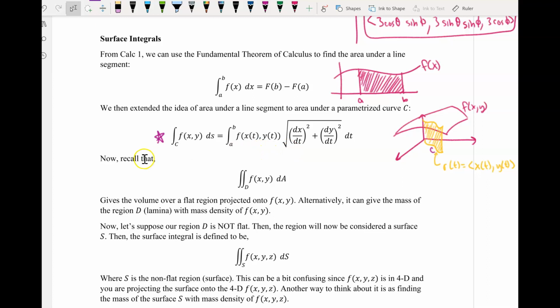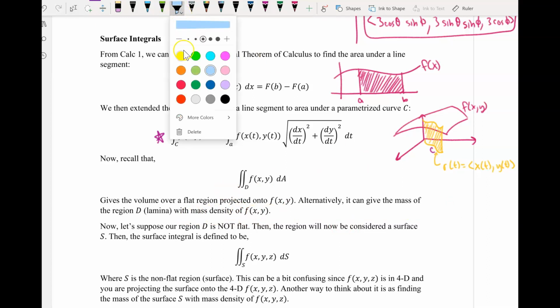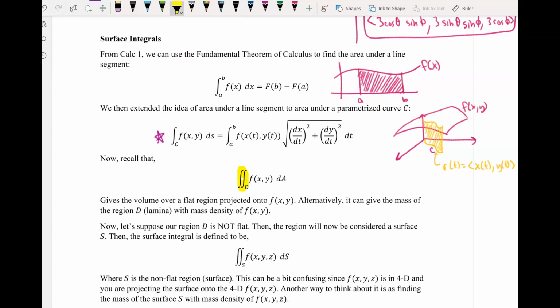Okay, now let's say, for example, this guy, right? Remember that this particular double integral, what it gives us is the volume underneath f of x comma y. Okay, but it can also give the mass of the region D of a lamina with density of f of x comma y. So this integral right here, so let me make this yellow. So this integral right here can have two different meanings.